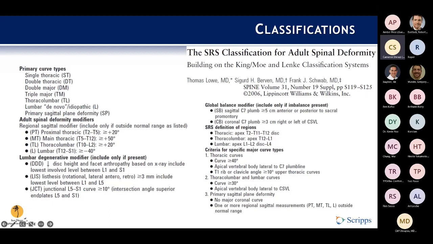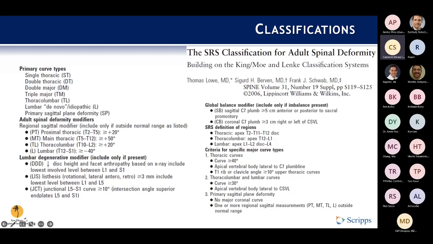And then upper thoracic curves are structural if the first thoracic rib or clavicular tilt is greater than or equal to 5 degrees, with the elevated side ipsilateral to the apex of deformity. And then thoracolumbar/lumbar curves include a curve magnitude of 30 degrees and a central sacral vertical line that passes lateral to the apical vertebral body of the curve. A sagittal-only deformity consists of no major coronal curve and a sagittal modifier that is out of normal range, which is listed there.